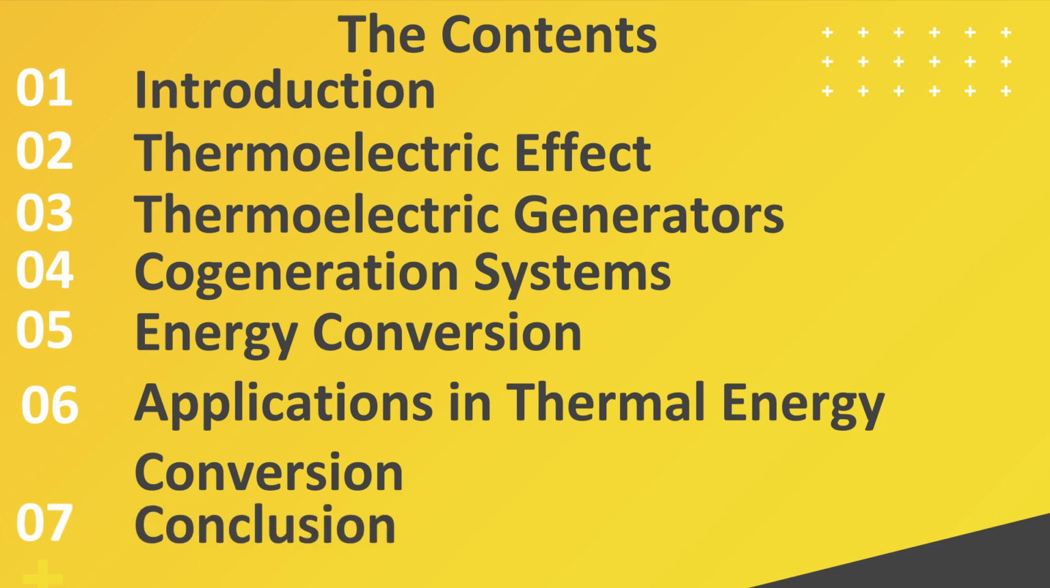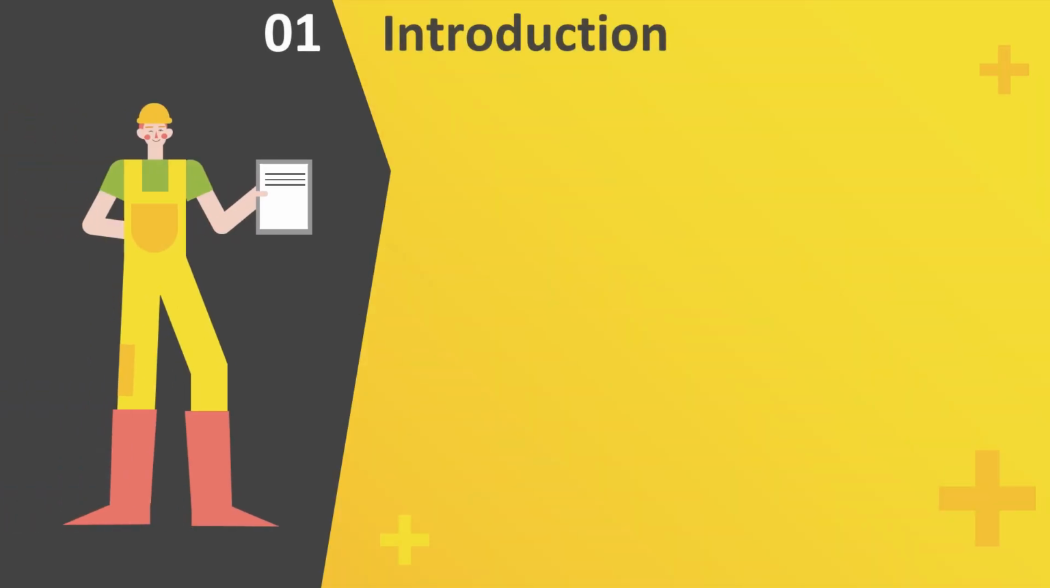Conclusion. Thermal energy to electricity conversion is a process that involves transforming heat energy into electrical energy. This conversion is based on the principles of thermoelectricity and is widely used in various applications. The conversion is achieved through the use of thermoelectric materials, which exhibit the thermoelectric effect. This effect is the phenomenon of generating an electric voltage when there is a temperature difference across a material.